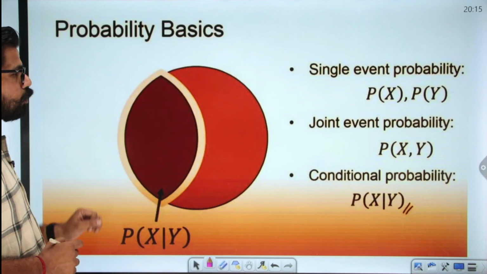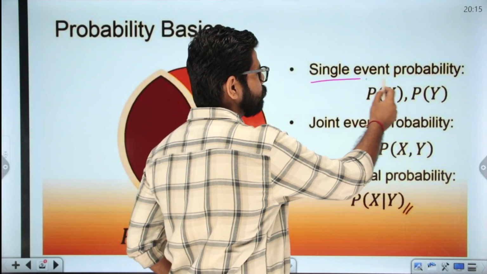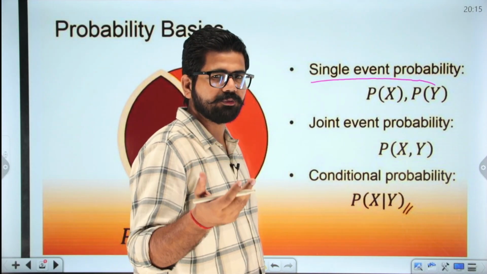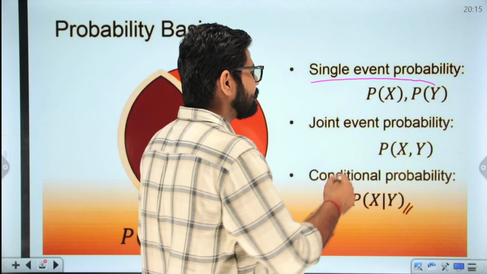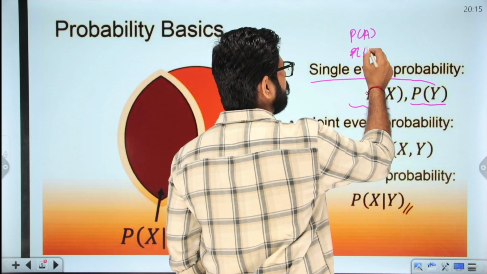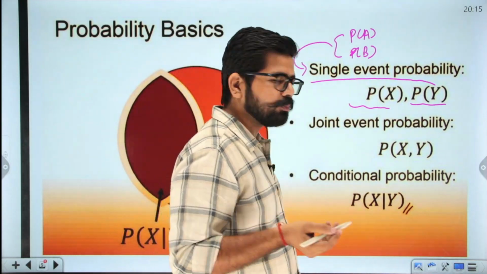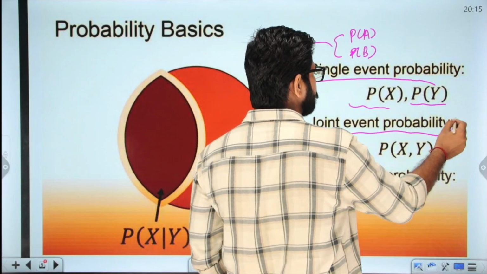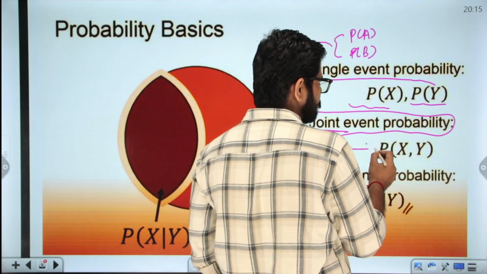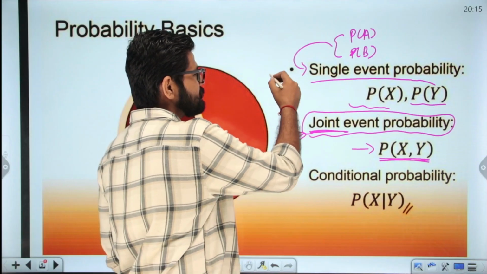So this slide I added to help you understand three major probabilities which you have already studied, starting with single event probability. Whenever you are finding the probability of a single event, that is probability of A or probability of B or probability of X or probability of Y, then we can say that this is a single event probability. If you are finding the combination of two probabilities, then it is known as a joint event probability. I hope in 11th or 12th you definitely studied joint probability. So this is P(X,Y) or P(A,B), and we can say that it is a joint probability.